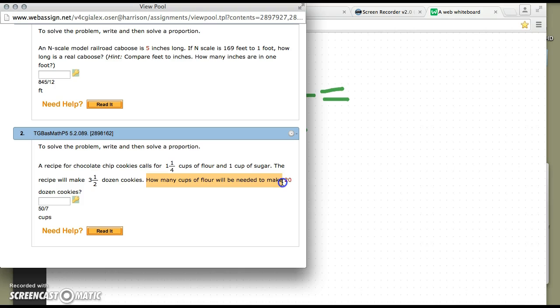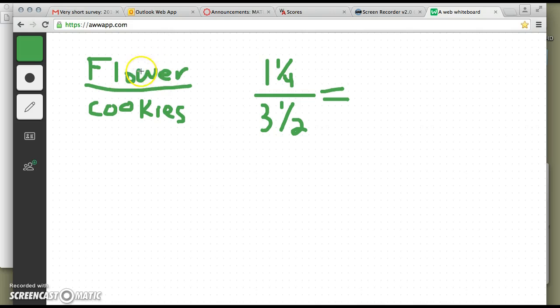How many cups of flour will be needed to make 20 dozen cookies? How many cups of flour, we don't know, we're going to solve, will be needed to make 20 dozen cookies? Since we know that it takes 1 1/4 cup of flour to make 3 1/2 dozen cookies, we'll be able to figure out how much flour it takes to make 20 dozen cookies. So we are ready to cross multiply right after we rewrite these mixed numbers just as fractions.